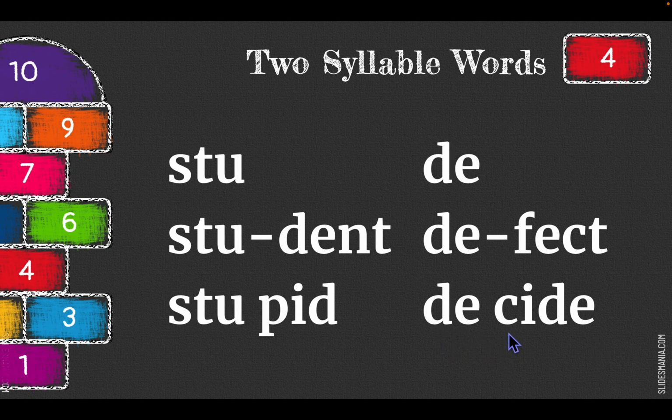Right here, we have a C followed by an I. So this will have the soft sound of S. If you don't understand this, please go back to lesson 3 to learn about the soft C sound. And we also have a silent E, which we covered in level 2, lesson 5. This silent E will make the I say I. So this syllable will be side. So our word will be decide, decide.